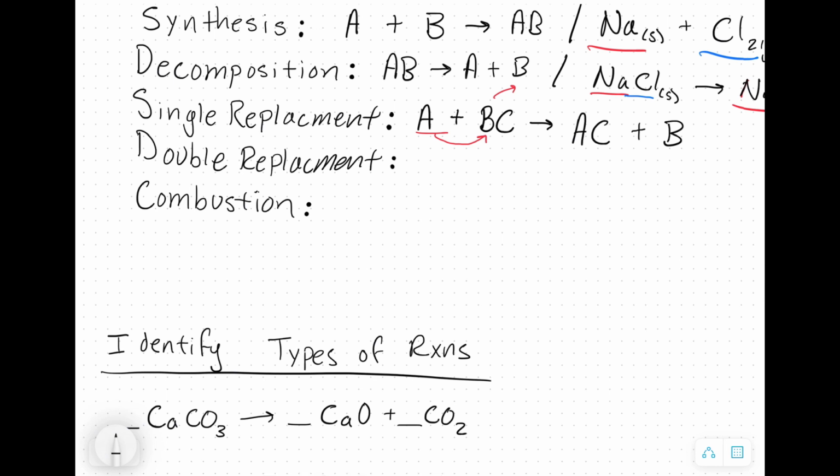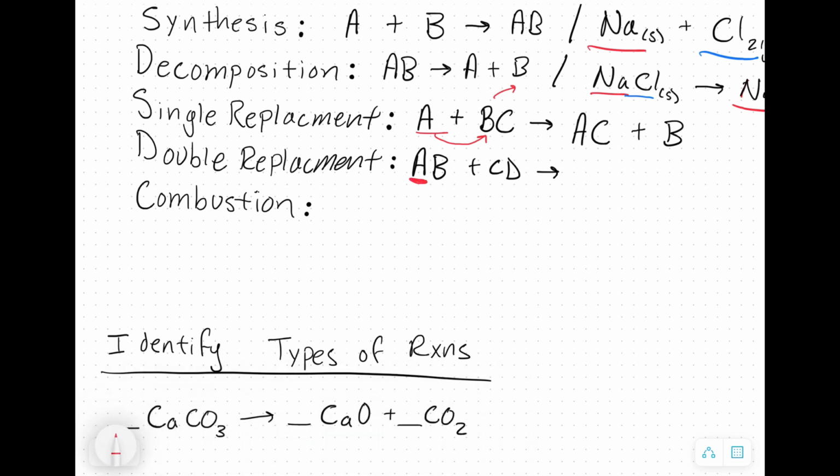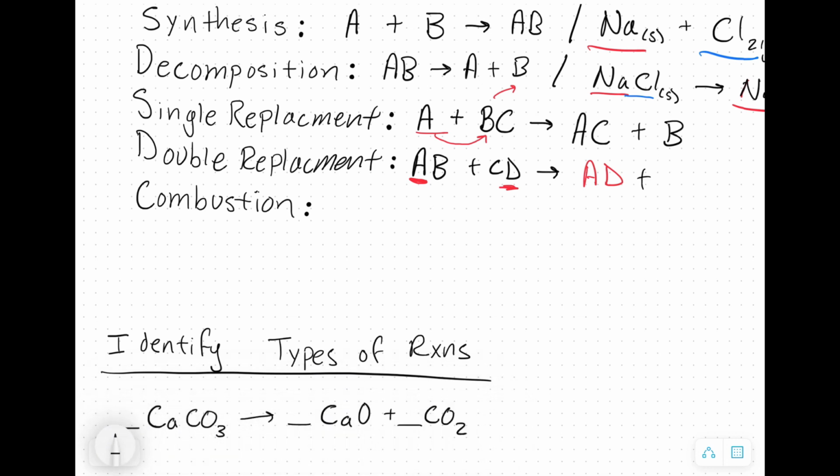Double replacement, kind of like single replacement, now just 2 things are going to get replaced. So both elements are going to switch their partners. So I might have AB, and then CD. So now both are going to switch. So I know A is going to mix with D, so I'll say AD. And then my element B is going to mix with element C, so that'll be BC.